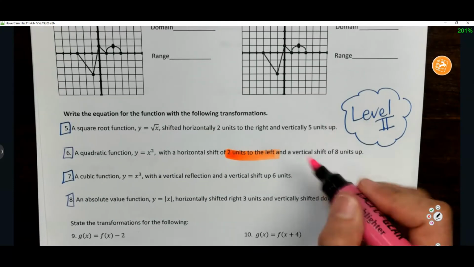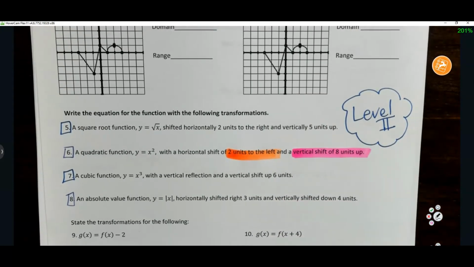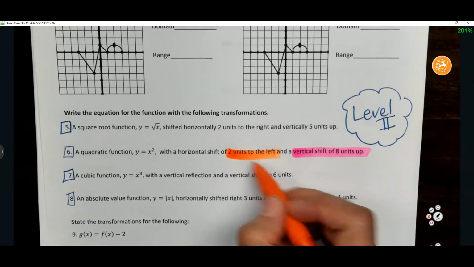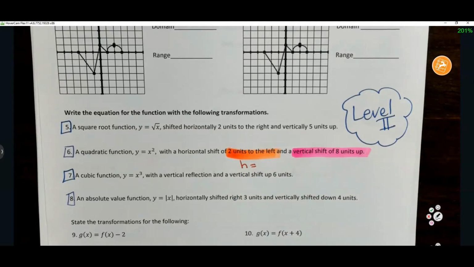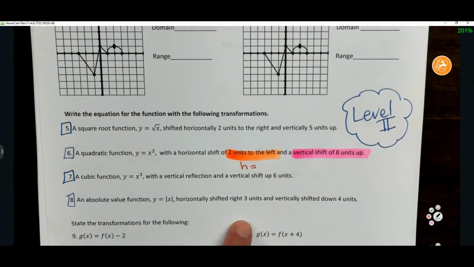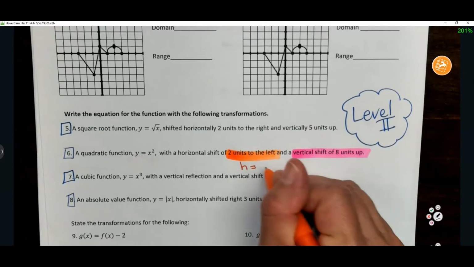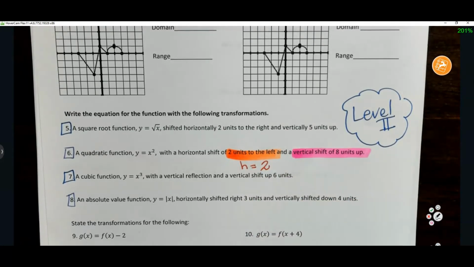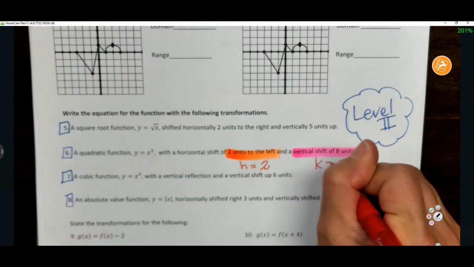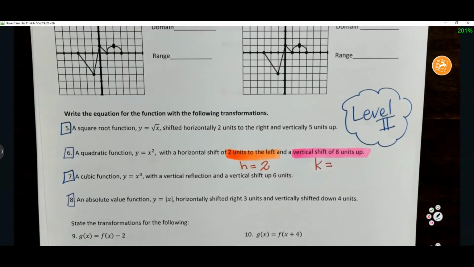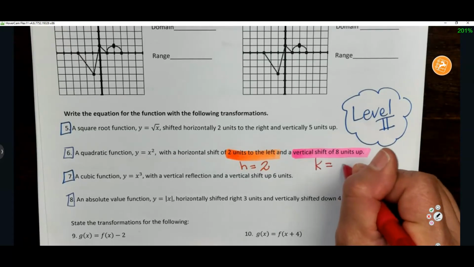And then this right here, vertical shift of 8 units up, that's your K. So back to this H value, 2 units to the left. If that's 2 units to the left, y'all, is that a +2 that I write or a -2? Opposite. It's opposite, so it's going to be a +2. Good. Vertical shift. The K value, you just take the K value for what it is. If it's 8 units up, that's a positive move. So write a positive 8.